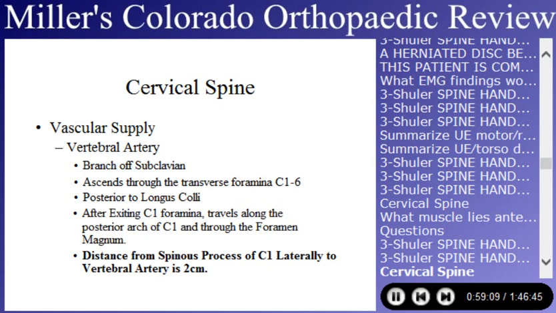Other key testable item is how far can you dissect from midline? Well, the vertebral artery on C1 lies 2 centimeters from midline. So don't dissect on the question anywhere near 2 centimeters. You're safe. So if they put an answer, say, how far can you dissect? And one of the answers is 2 centimeters, you throw that out. That's right where it lives.